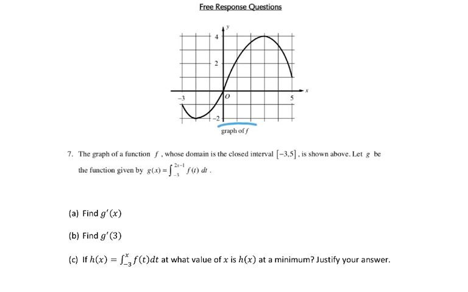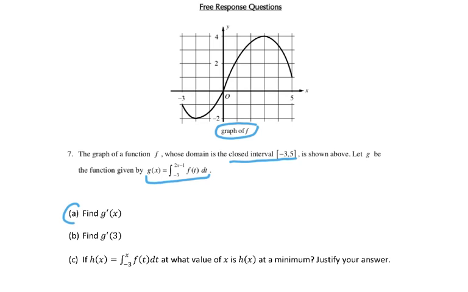Let's check and see. This is a graph of f, and it's on a closed interval from negative 3 to 5. That makes sense. And we're going to define g as this function, the integral of f. So I know I'm probably going to be using FTC in some way.